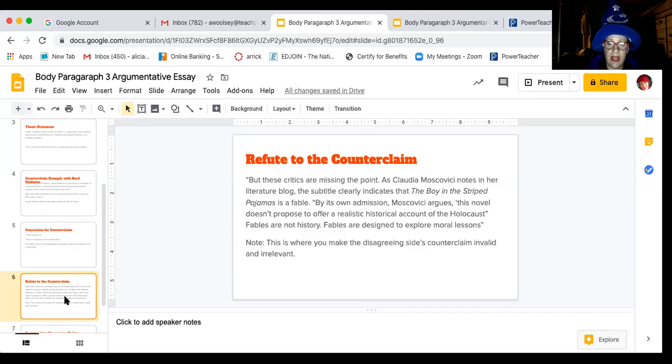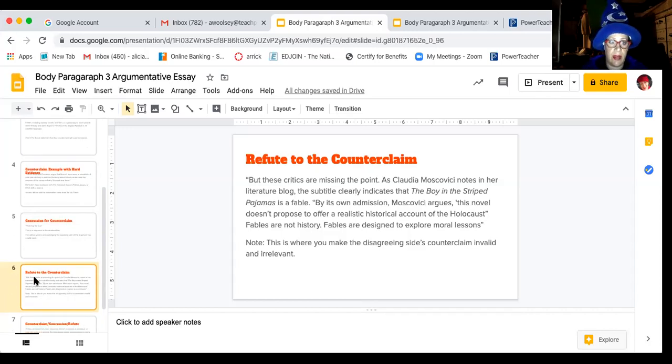Again, this is where you're making the disagreeing side counterclaim invalid and irrelevant. Okay, like we acknowledge that it may be true a 9-year-old in wartime Germany may have known why Schmuel was in the actual camp, but it doesn't matter because this story has always been a fable. The author never said that this was true to life. And that's why the counterclaim doesn't matter, okay? So you're making the other point not matter. Just think of it that way.